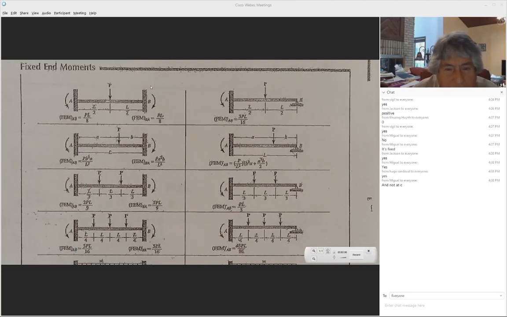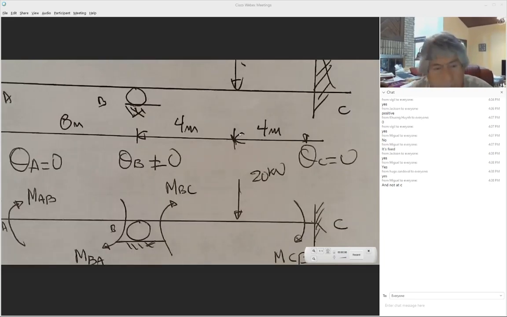There is a load and we assume fixed. So the moment on the left, if this is exactly in the middle, the moment is going to be PL over 8, and this moment also PL over 8. The one on the left negative, the one on the right positive. So I have computed for you.